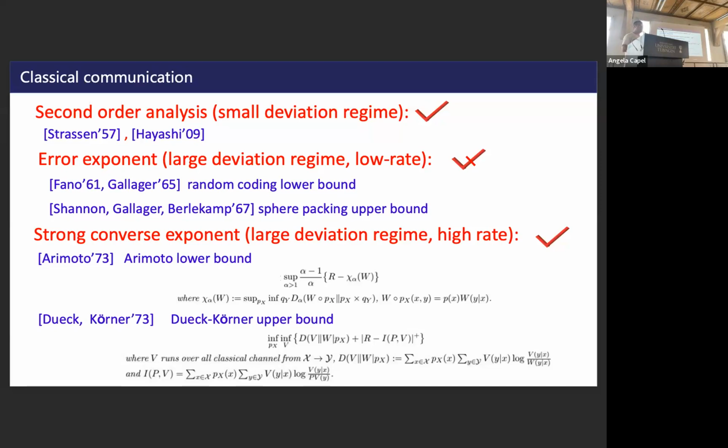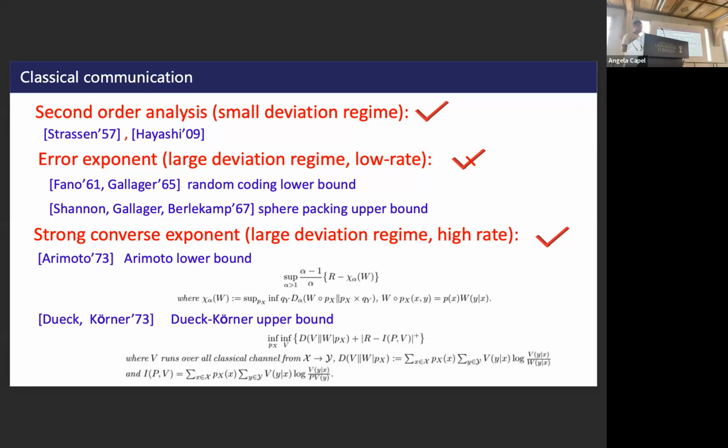For the error exponent, we evaluate the exponential decreasing rate of convergence of the optimal error when the transmission rate is fixed and less than the channel capacity. Fano and Gallager used the random coding technique to derive a lower bound for the error exponent. Shannon, Gallager, and Berlekamp derived the sphere-packing upper bound, which matches the random coding lower bound when the transmission rate is larger than the critical value. So the exact expression for the error exponent in the high rate region has been determined completely.